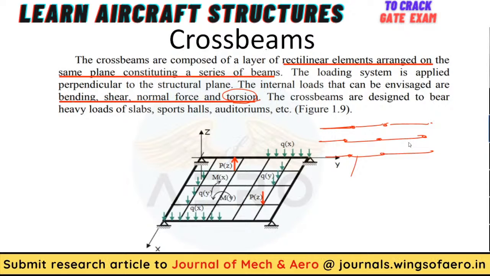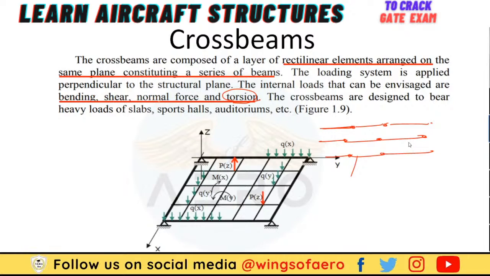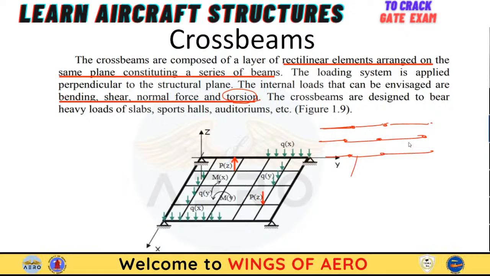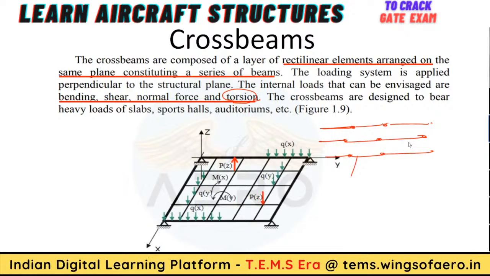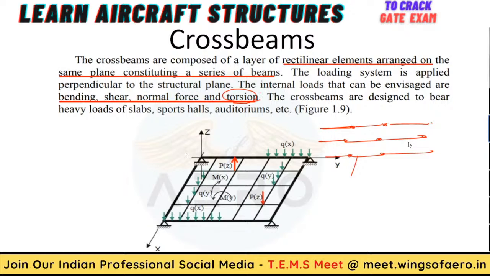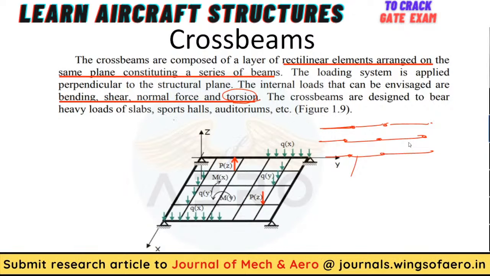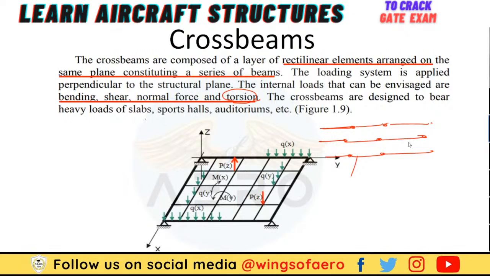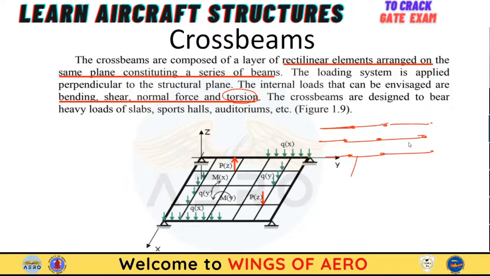In case of a cross beam, we have a combination of bending, shear, normal forces, as well as torsion. Whenever there is torsion, that means there will be some kind of twisting force. Now you can see some of the examples where they are used in auditoriums, sports halls, and heavy large slabs. So these are examples of cross beams.